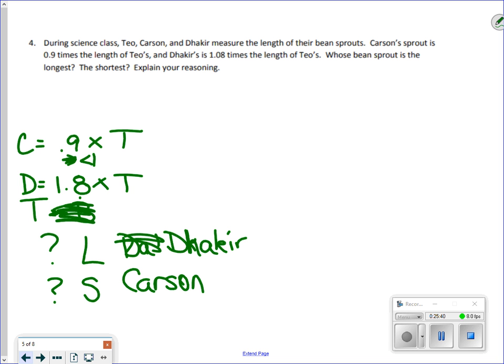Because whatever Teo's length really is, if you multiply it by 9/10, it's going to get smaller. Because 9/10 is less than 1. So whatever you multiply by 9/10, what happens to that number? It gets smaller, and that's what Carson has. So Carson's is smaller than Teo. That's what we've been doing the entire lesson.